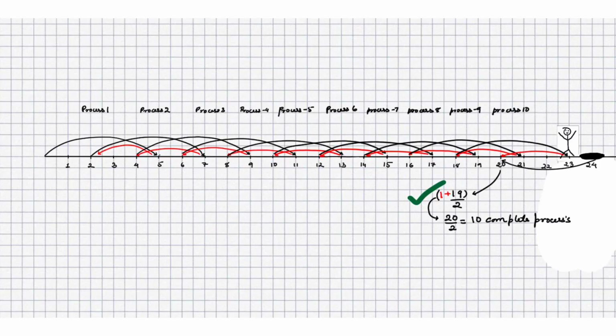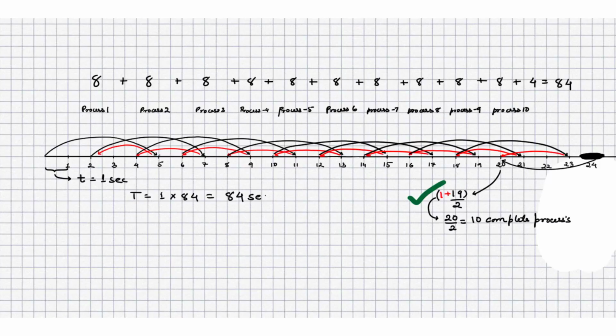So after completing these 10 processes, the distance between the drunkard and the pit has reduced to 4 meters only. Now we can count the total number of his steps, which is equal to 8 times total number of processes through which the drunkard has gone through, plus the 4 steps that he took after completing the 10th process. So the total number of steps is 84, and if every step is taking a second for the drunkard to complete, then he is going to take 84 seconds to get himself into the pit.